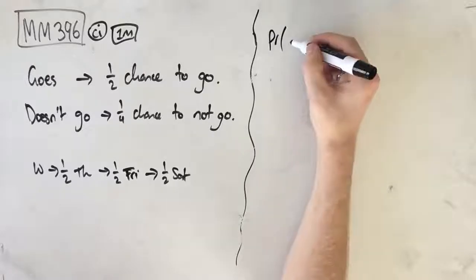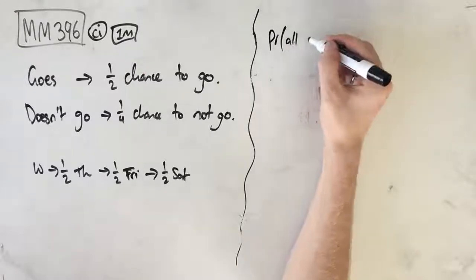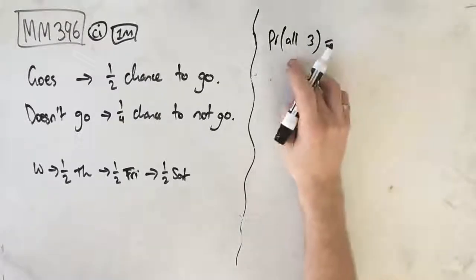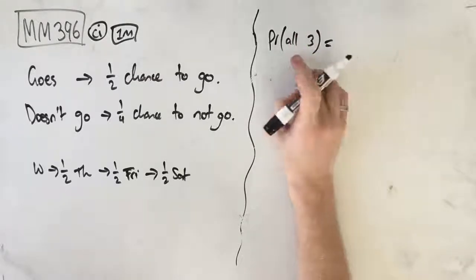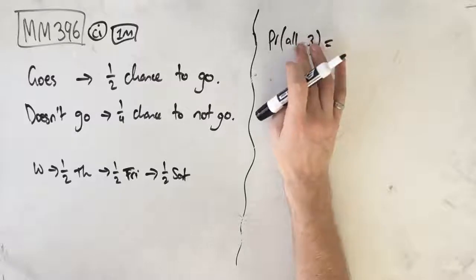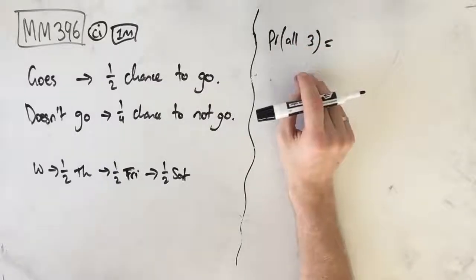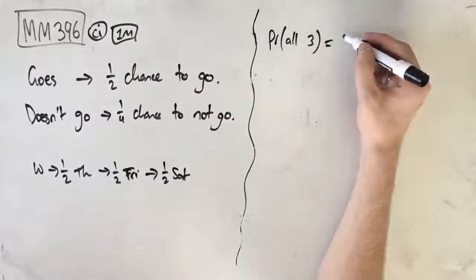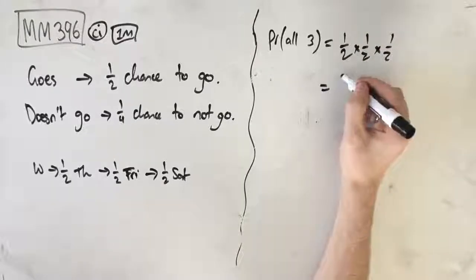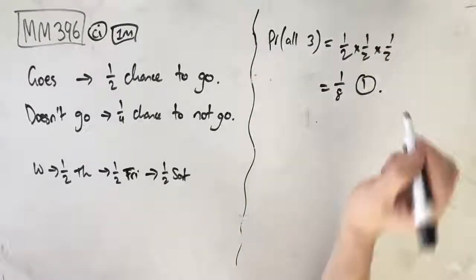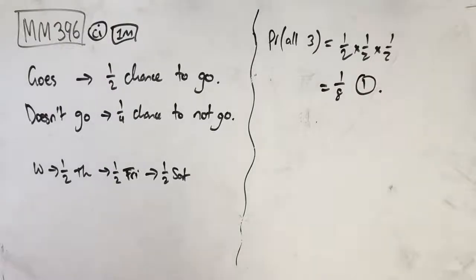So probability that, I don't know, all 3. And probability is really loose in this way. Like, you don't have to be super concise with the syntax that you use inside your probability brackets. As long as the person reading it knows what you're saying, then it's all good. Equals 1/2 times 1/2 times 1/2, which equals 1/8. And that's our first and final mark for part CI. Let's move on to part CII.